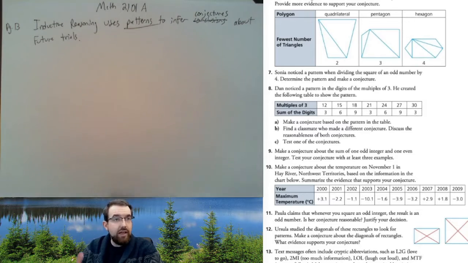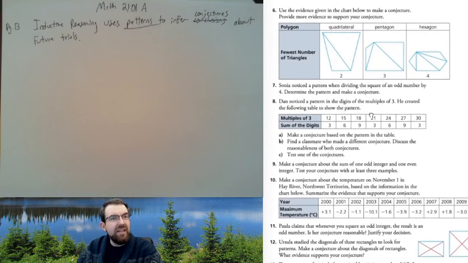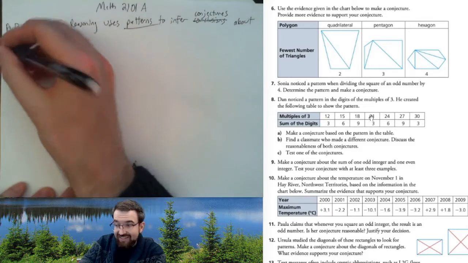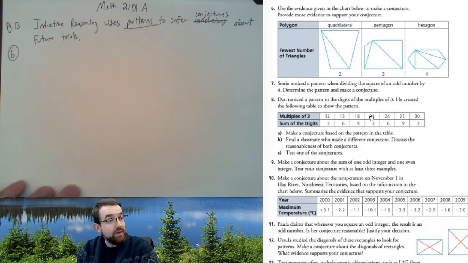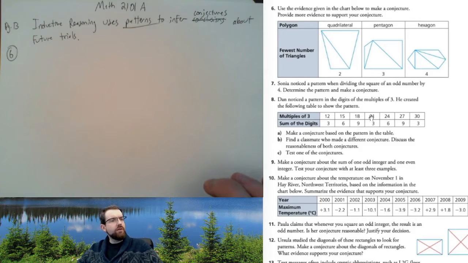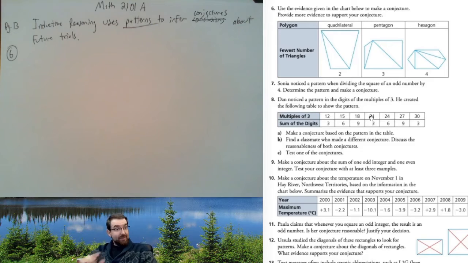So, for example, take number 7 here on page 13. This is a decent question. Sonia noticed a pattern when dividing square. Oh, sorry, I didn't want to do number 7. I wanted to do number 6. Never mind. Use the evidence given in the chart to make a conjecture. Provide more evidence to support your conjecture. One reason I wanted to do number 6 is because we saw this in a previous course. I'm not sure if you've covered that one explicitly yet, but it is something that's done in other courses. So any other student watching will have seen little bits of stuff like this.